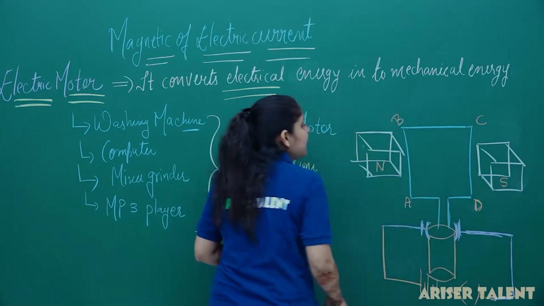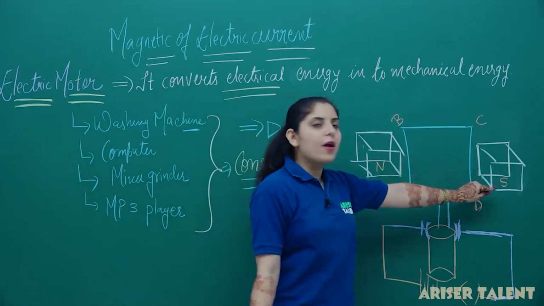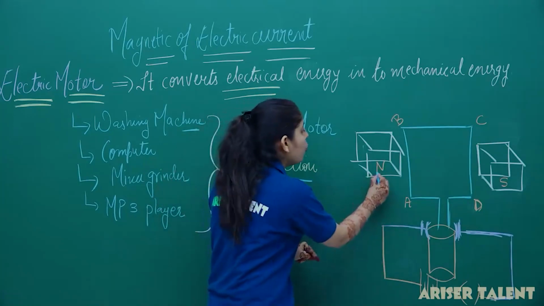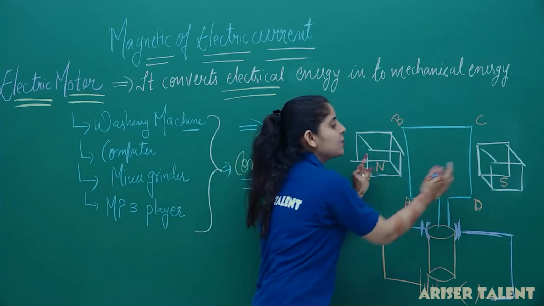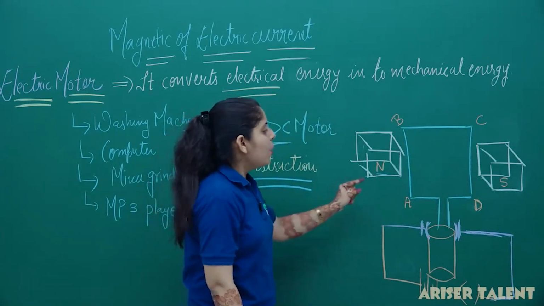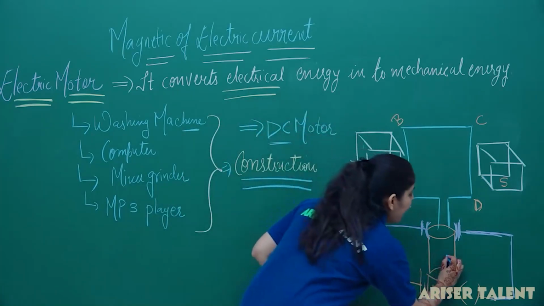Now, this is how the actual DC motor looks like. It consists of two strong electromagnets which have a north and south pole, and a rectangular coil ABCD is placed between the two poles of a magnet. Now, this ABCD is actually connected to an axle. This part is our axle.